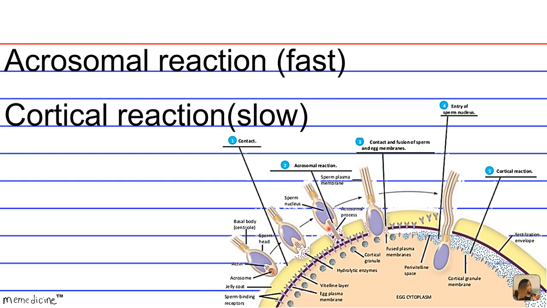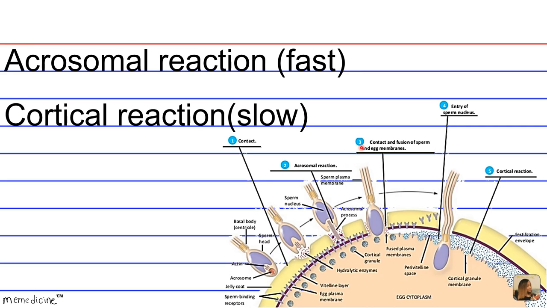So after a spilling of the hydrolytic enzymes into the jelly coat, or simultaneously rather, actin filaments from the acrosomal process start to grow and protrude, and this structure protrudes from the sperm head and penetrates the jelly coat, and it's going to bind to the sperm receptor in the egg cell membrane and extend through the vitelline layer. Okay, so it's beginning the process of fusion.